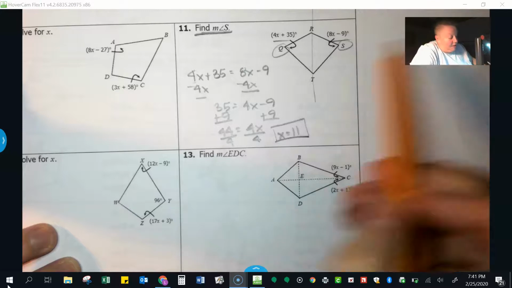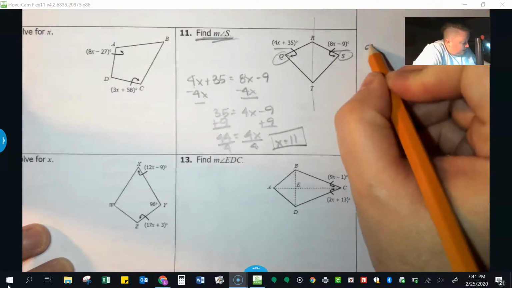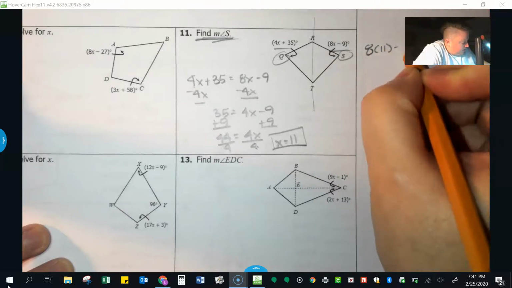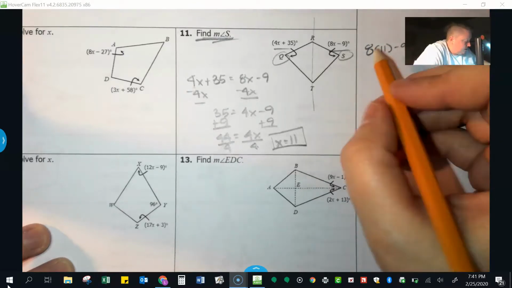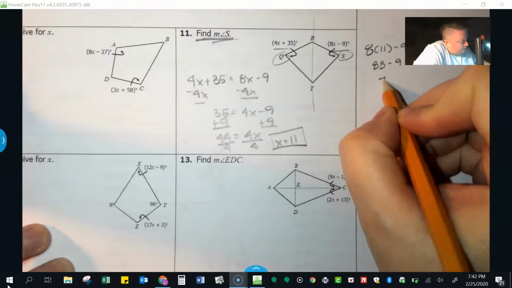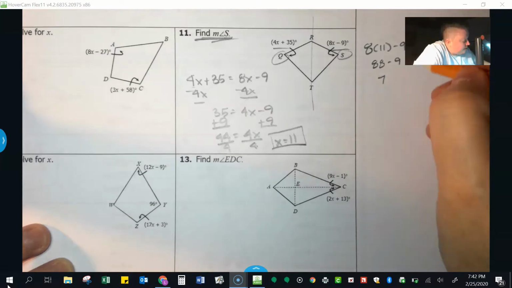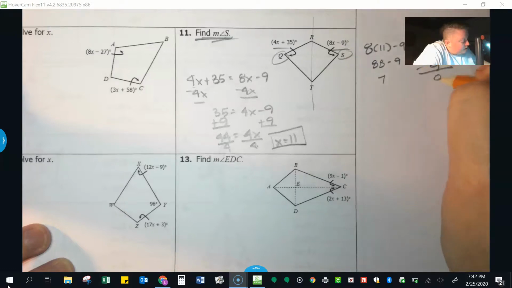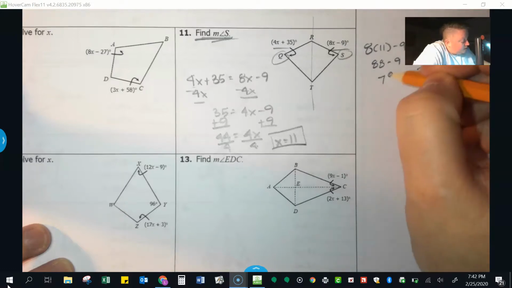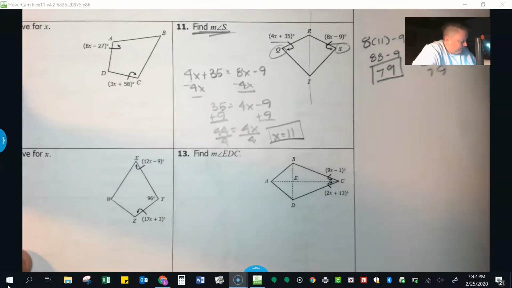Keep in mind we're not done. It wants the measure of angle S. So here I go. 8 times 11 minus 9. This is 88 minus 9. What's that? Let me set it up like this. 18 minus 9 is 9. Yeah, 79. It's late.